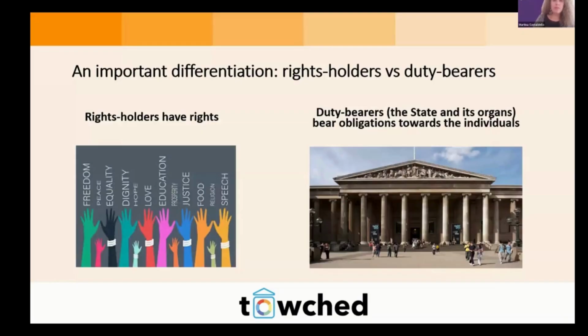So this is important because it leads us to an important differentiation between right holders and duty bearers. This is a terminology that is used in international human rights law, but it's really simple actually. Right holders are the people, the groups, the community, the ones that have rights and that enjoy the rights, whereas duty bearers is the state, the organs, the agents of the state, and they are called duty bearers precisely because they bear duties or obligations toward the individuals and the groups.